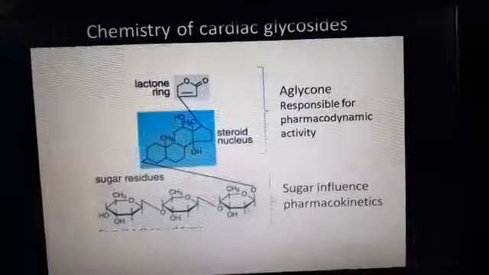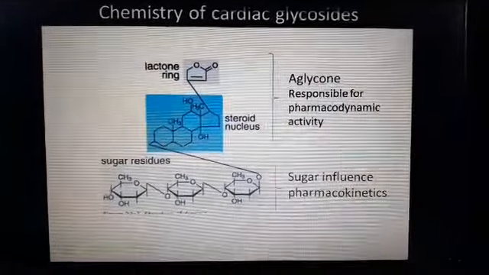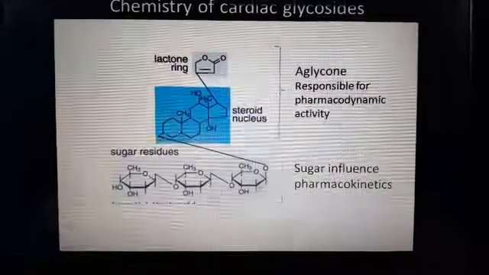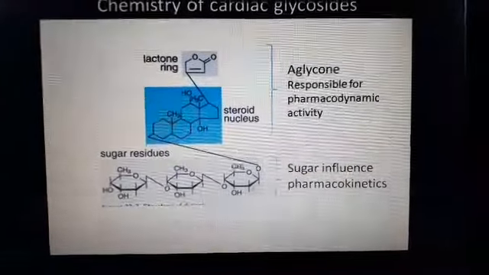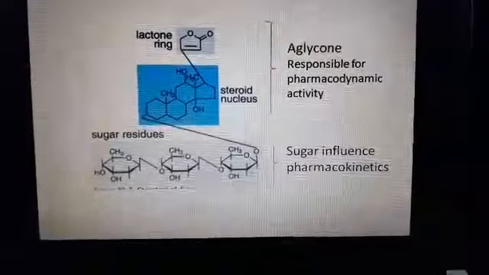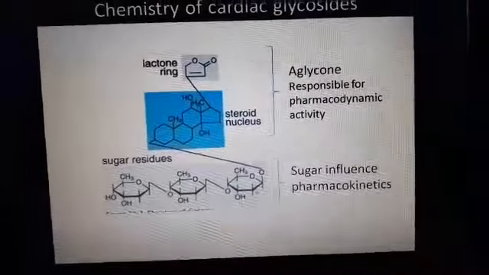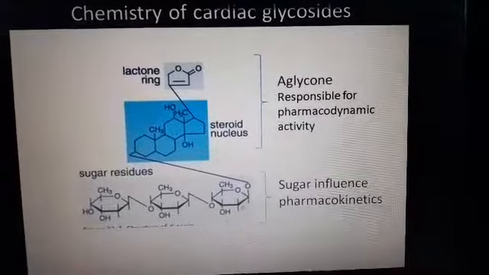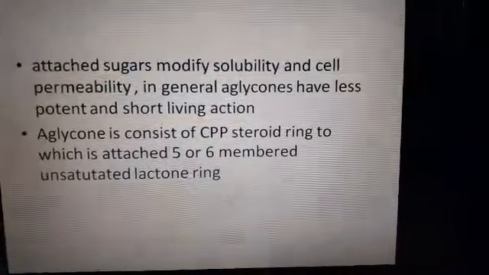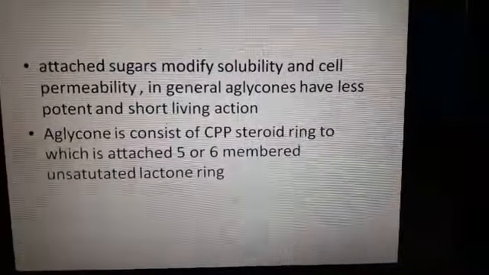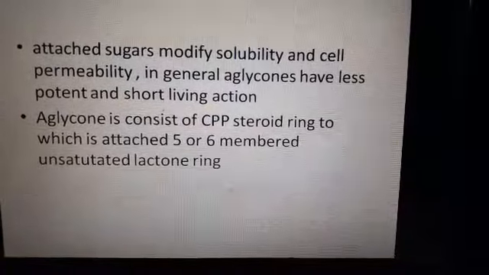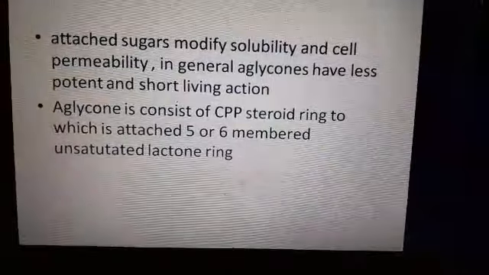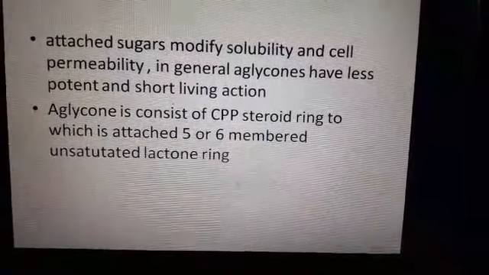is used. So chemistry of the cardiac glycosides: the aglycone, which is responsible for the pharmacodynamic activity, is the steroid nucleus, cyclopentanoperhydrophenanthrene ring, and a lactone ring is attached to it, and there is a sugar residue, sugar that influences the pharmacokinetics. So together it is cardiac glycosides. Attached sugars modify the solubility and cell permeability, and in general, glycones have less potent and short-lived action. Aglycone consists of the cyclopentanoperhydrophenanthrene ring, to which a 5 or 6 membered unsaturated lactone ring is attached.